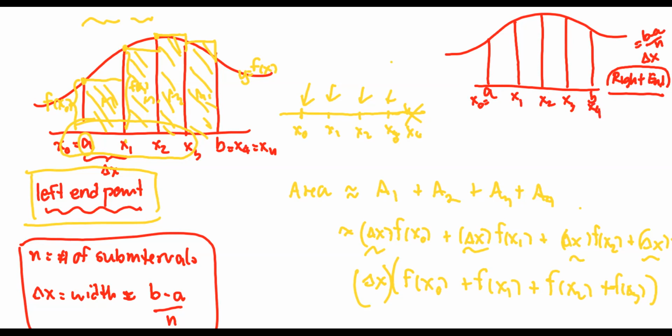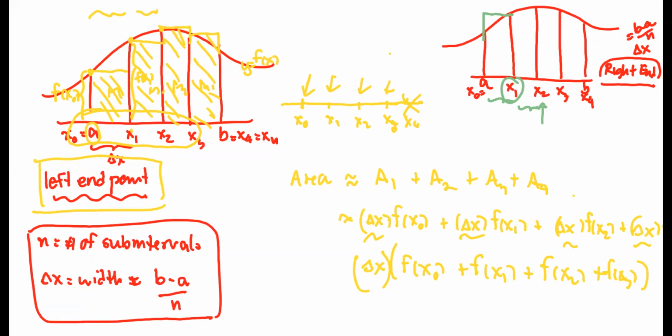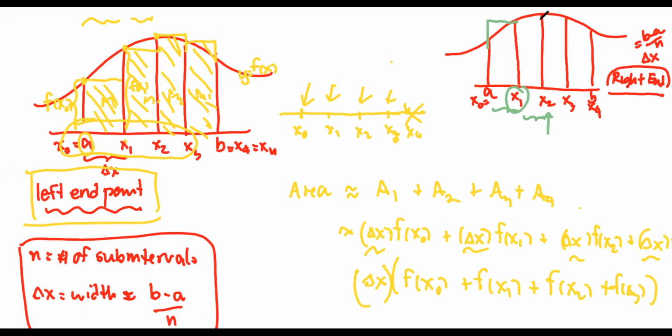For the right endpoint, for the first interval, the right end is x1. So use that to compute the height of the bar. For the second interval, x2 is the... where did it go?